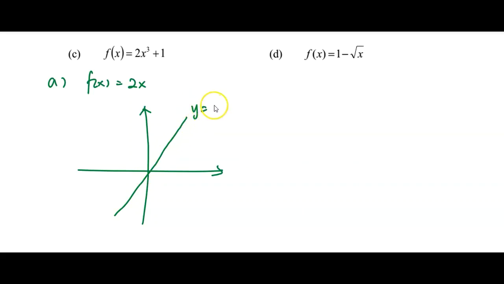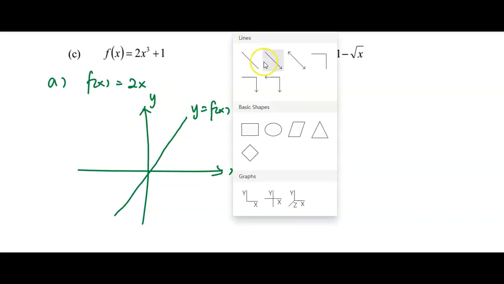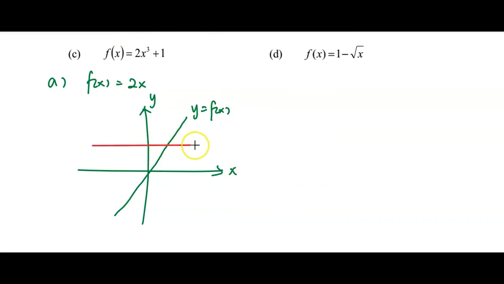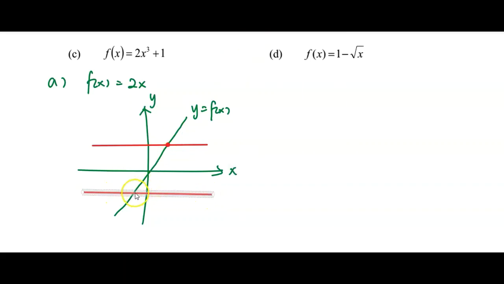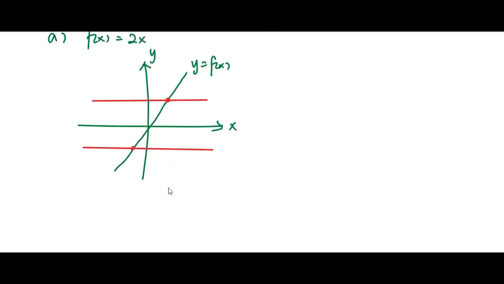So I label this as my y equals f(x), or you can say y equals 2x, no problem. You need to label the y axis as y and the x axis. After that, we are going to test by using the horizontal line test, meaning drawing any horizontal line and showing that your horizontal line cuts the graph at only one point. You can draw another horizontal line, and this horizontal line also cuts the graph at only one point. So you must show the horizontal line test and give your reason.